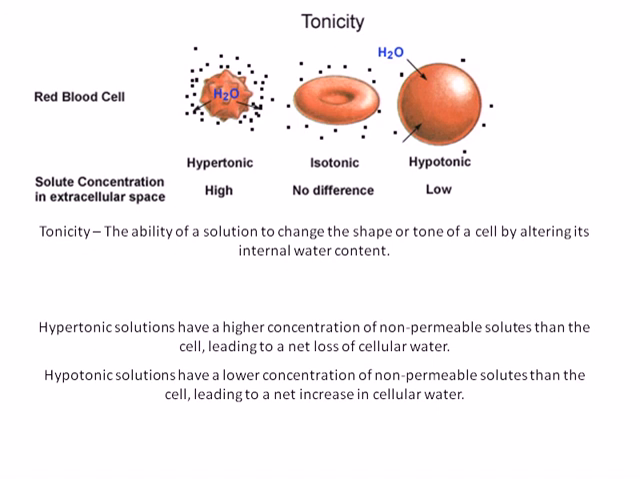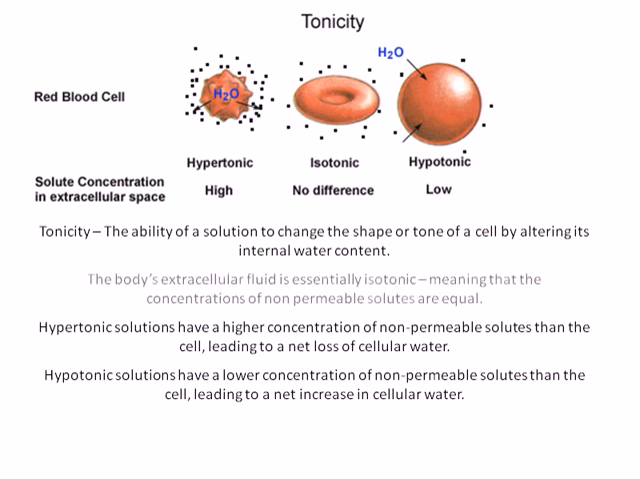When the cells are bathed in a solution with the same concentration of non-permeable solutes, no net diffusion takes place. There is equilibrium between the concentration of water inside and outside of the cell. When a solution has the same concentration of non-permeable solutes as in the cell, the solution is called isotonic.